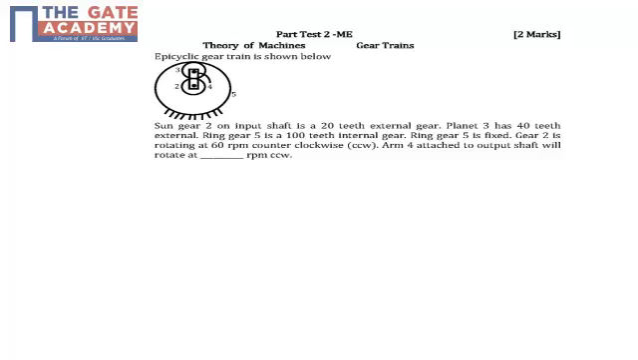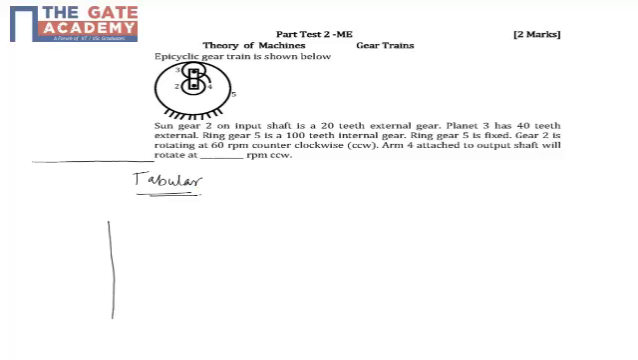Let's discuss another question from theory of machines. This time it is from epicyclic gear trains. We use the tabular method of solving epicyclic gear train problems. This is quite easy stuff.